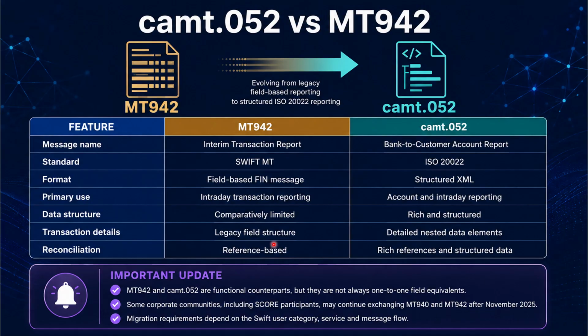MT942 and camt.052 are functional counterparts, but they are not exact field-for-field equivalents. Also, MT942 should not simply be described as universally retired. Some corporate communities, including SCORE participants, may continue exchanging MT940 and MT942 after November 2025. The applicable migration requirement depends on the Swift user category, service, and message flow.